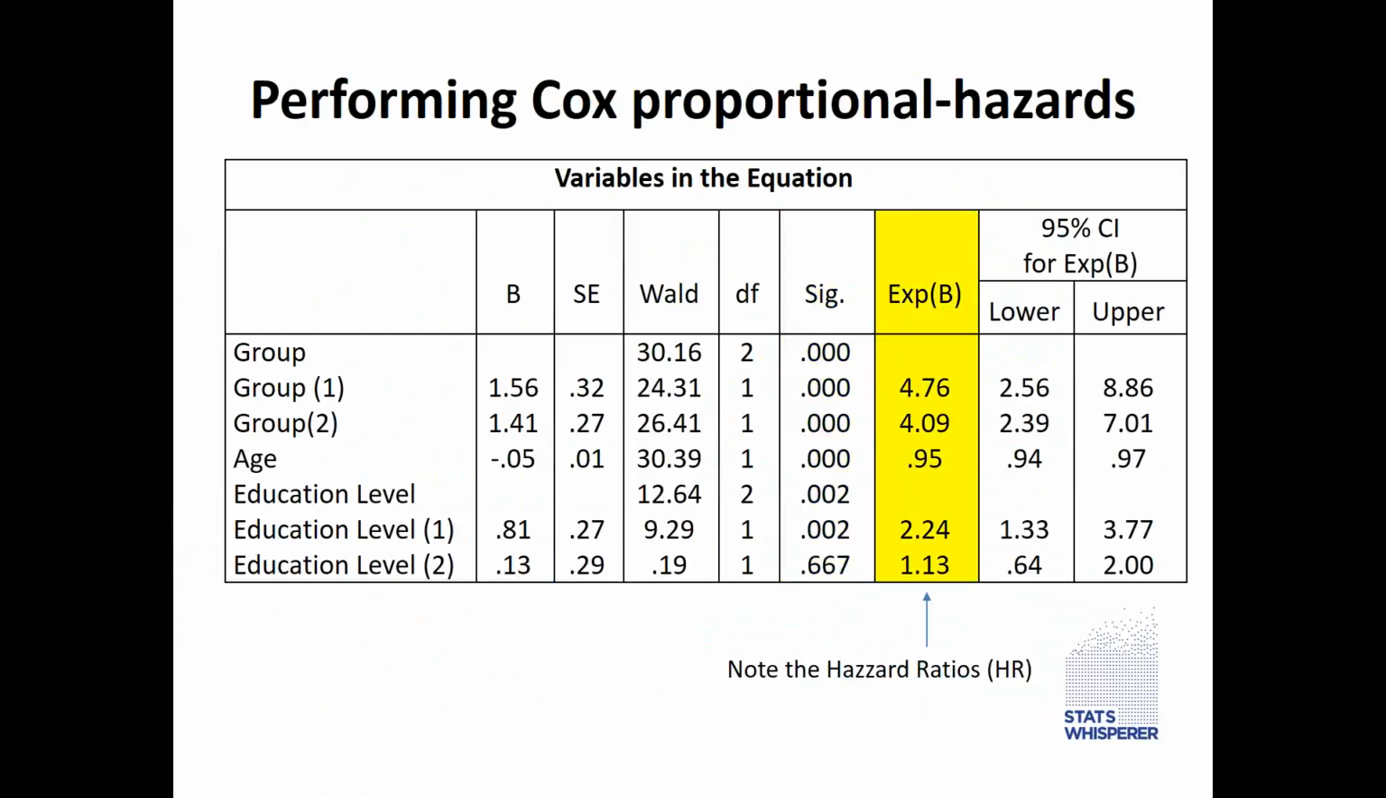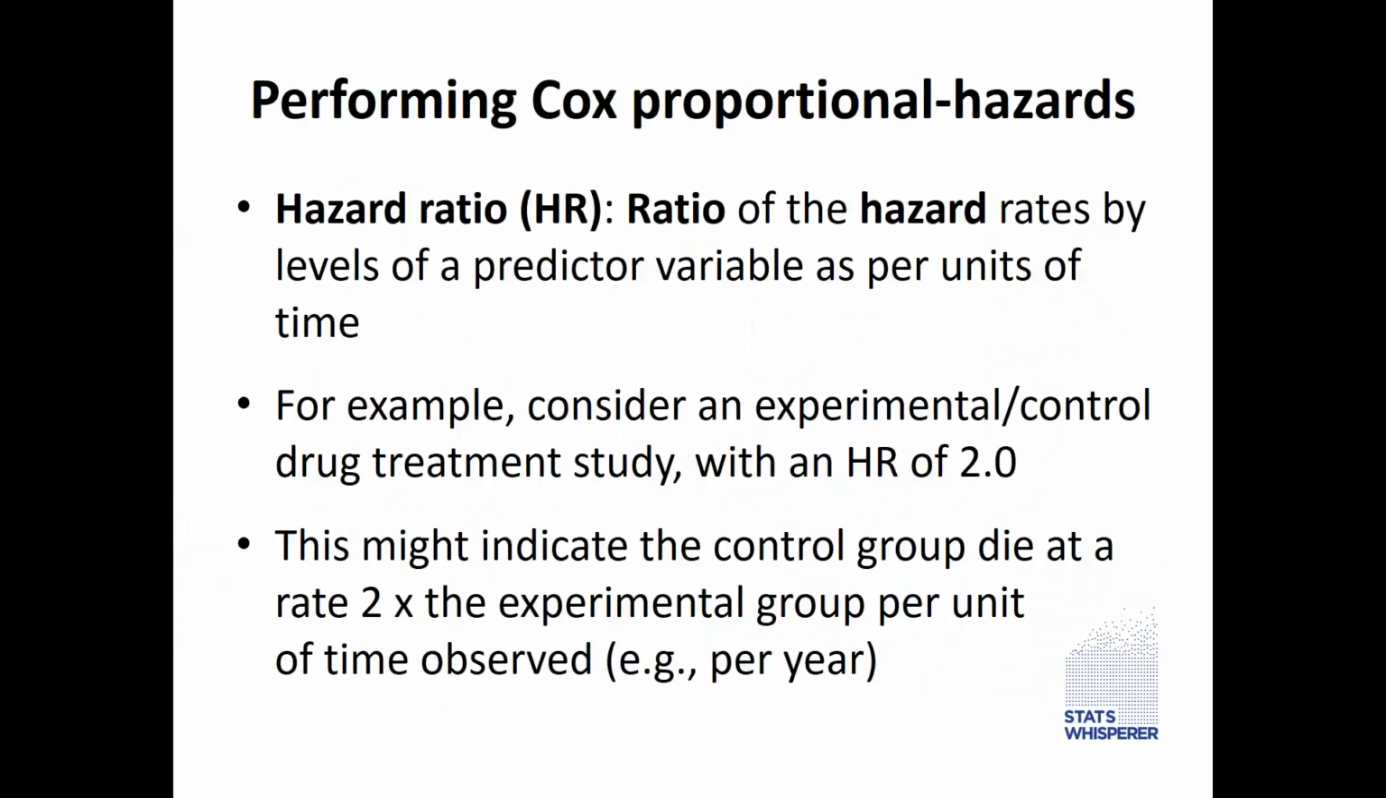All right, so the next thing we want to look at are the hazard ratios. So what are these? The hazard ratio is the ratio of the hazard rates by the levels of the predictor variable per unit of time, right? So what is the difference in the ratios of experiencing the event for the levels of the predictor variable, such as study group, among the study groups over each week of time.